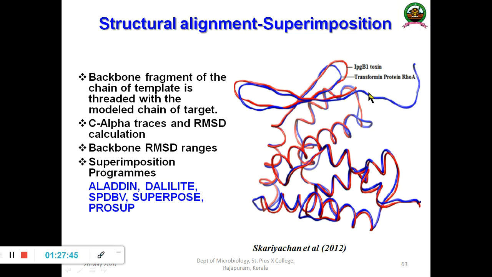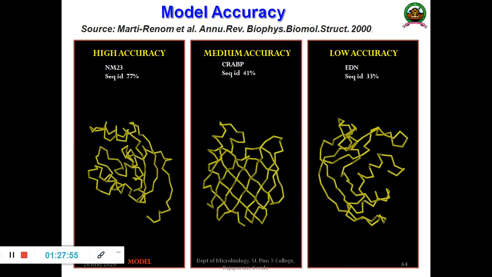What do you have to do? You tell your program to just hide the template, and then what you get is your model. That is the model. So this is the RMSD, the model accuracy.